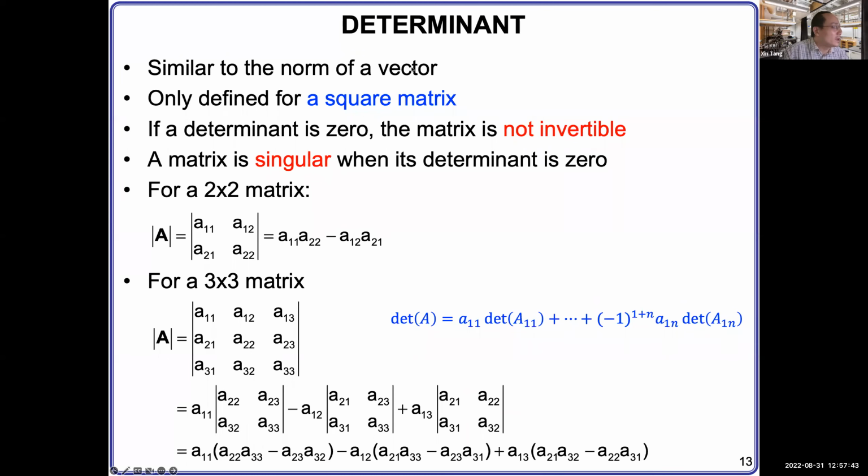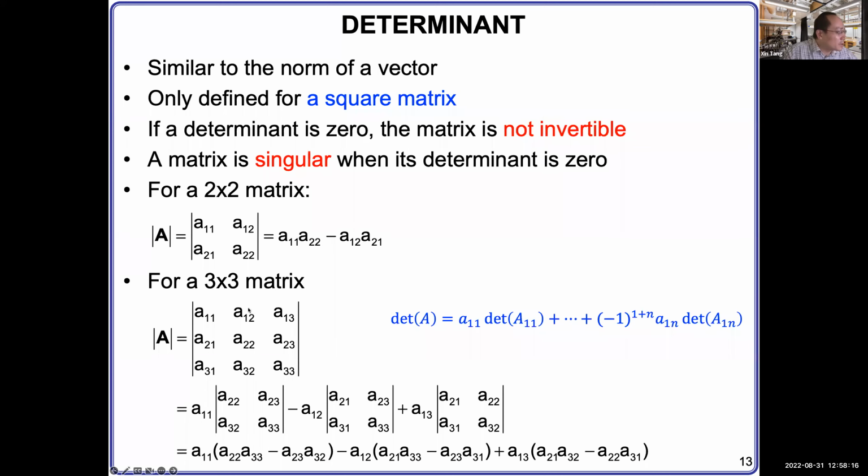The way to calculate the determinant is as follows. For a 2x2 matrix, we multiply the scalar components on the diagonal, minus the product of the components off the diagonal. That is, A11 times A22 minus A12 times A21. This gives the determinant of a 2D matrix.